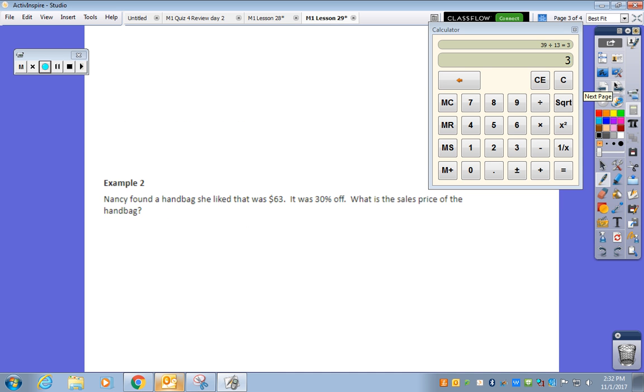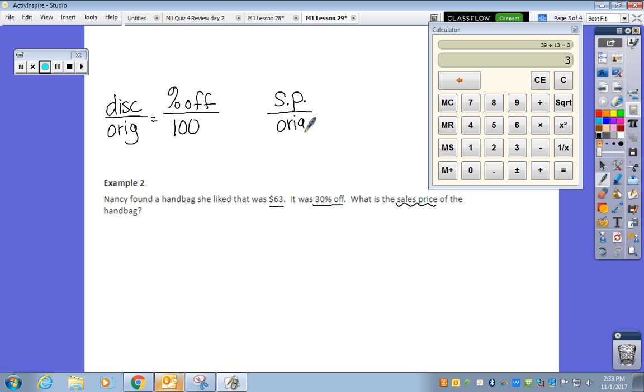Okay, example 2. Nancy found a handbag that she liked that was $63. It was 30% off. What is the sales price of the handbag? So just looking back to the previous page, don't forget the discount goes over the original price. Across from discount would be percent off. Across from original would be 100. That was our one set of equal fractions. The other one was sales price, which I'm just going to abbreviate SP, over original. And sales price matches up with percent paid. And that goes over 100.